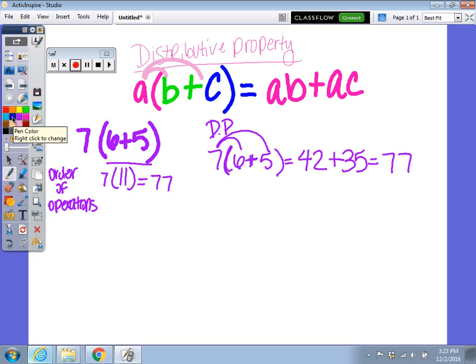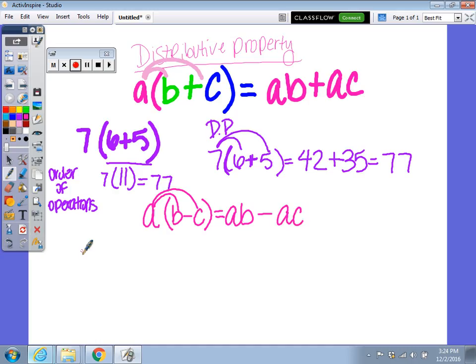Now, sometimes we are going to have subtraction. So if I had subtraction with the distributive property, it would be A times the difference of B and C. It still equals A times B. However, this time we use a subtraction sign, and A times C.